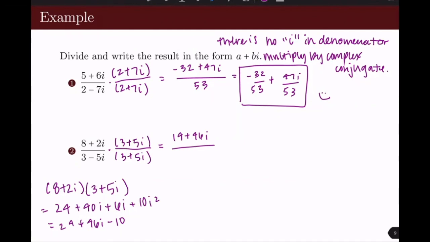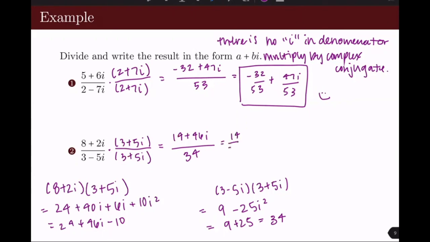So I'm going to do this work over here. All right, I got 34. So this is going to equal 14 over 34 plus 46i over 34. And I can simplify these fractions because 14 and 34 both go into 2. So this is going to equal 7 over 17 plus 23i over 17.